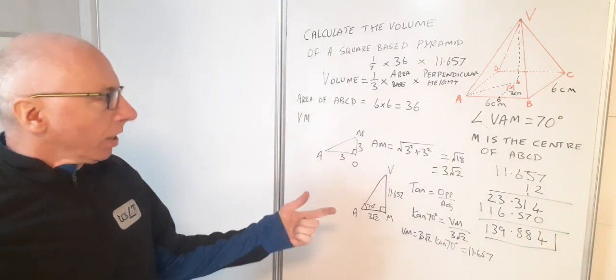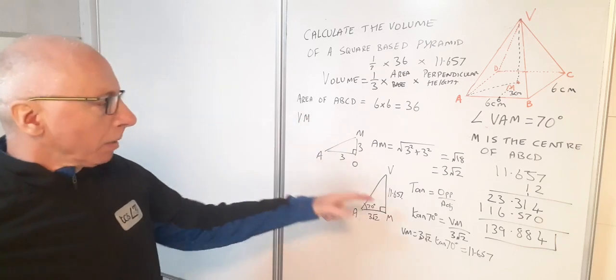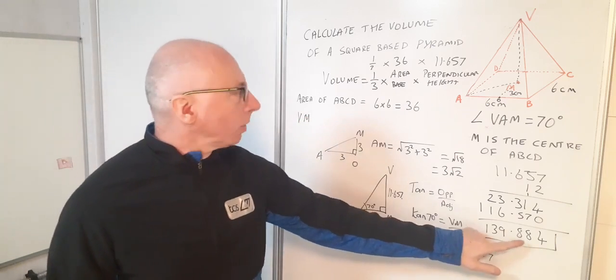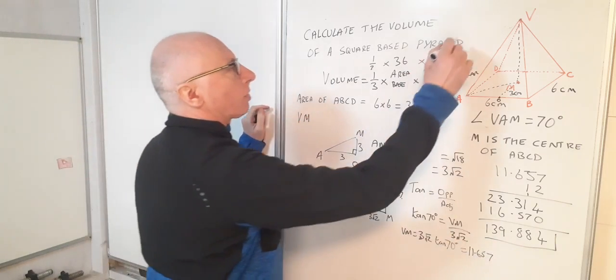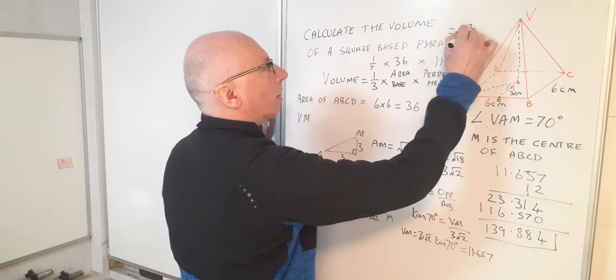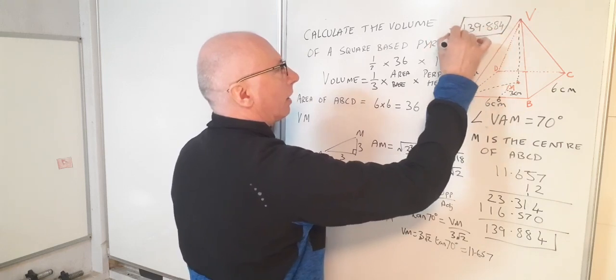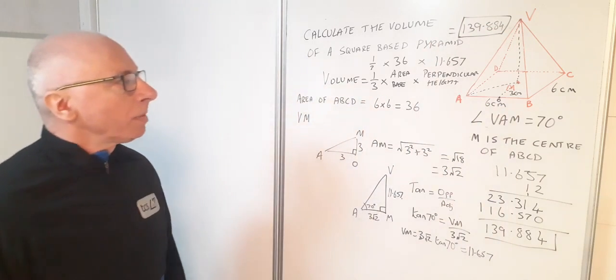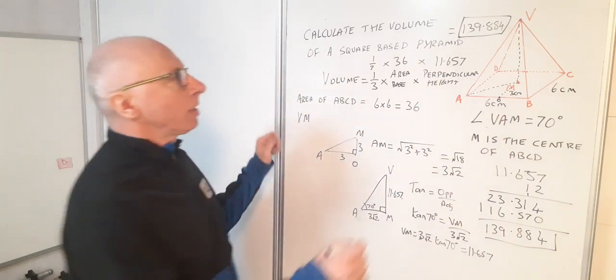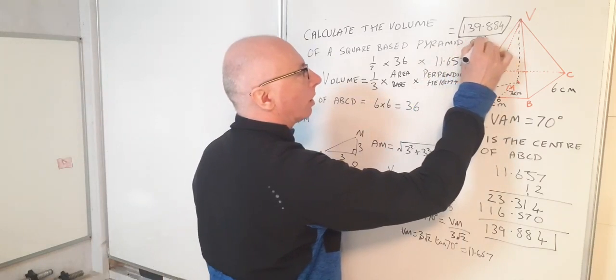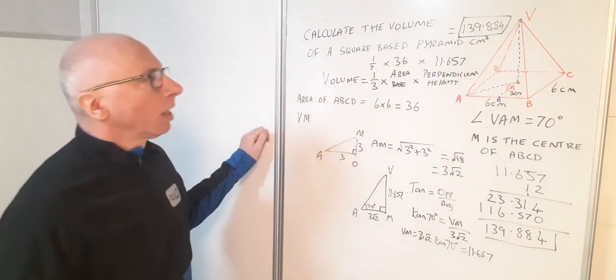So 139.884. Our volume of our square base pyramid is going to be 139.884. So let's write that up here. That is what I'm going to declare as our answer, 139.884, and it's going to be centimetres cubed as it's a volume.